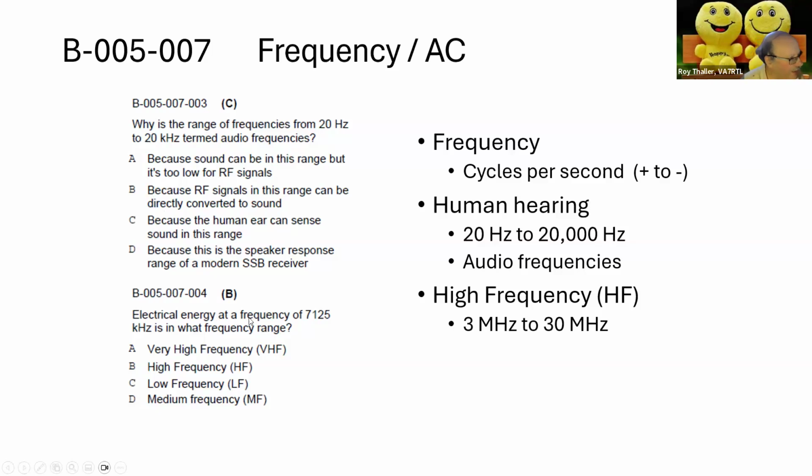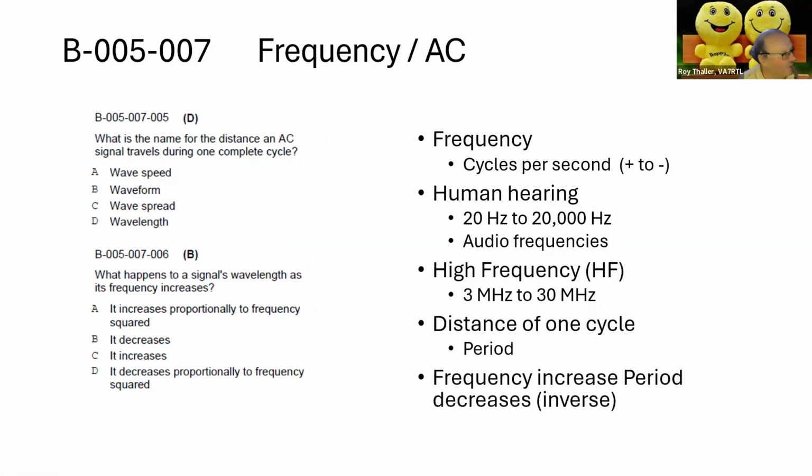Electrical energy at a frequency of 7,125 kilohertz is in what frequency range? So this would be in the HF range. So B is the correct answer, which would be HF. So HF covers 3 megahertz to 30 megahertz.